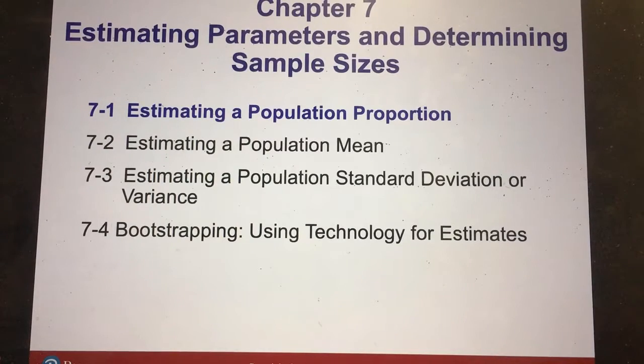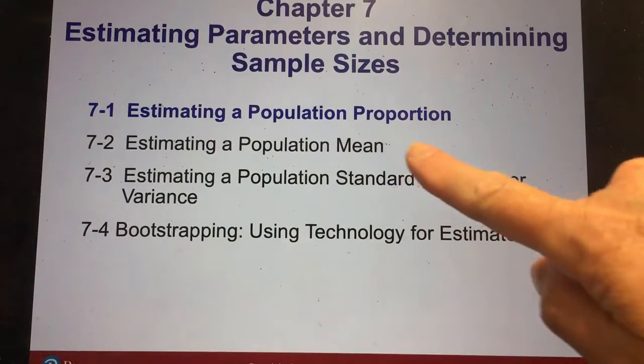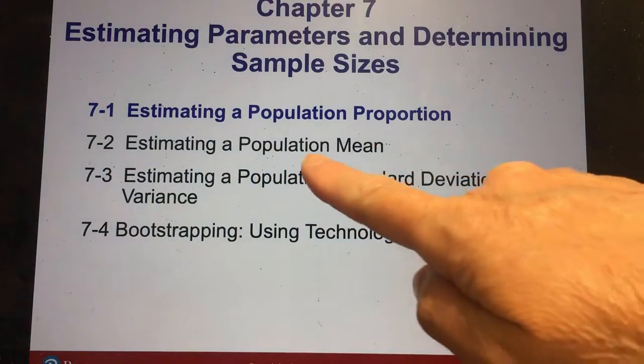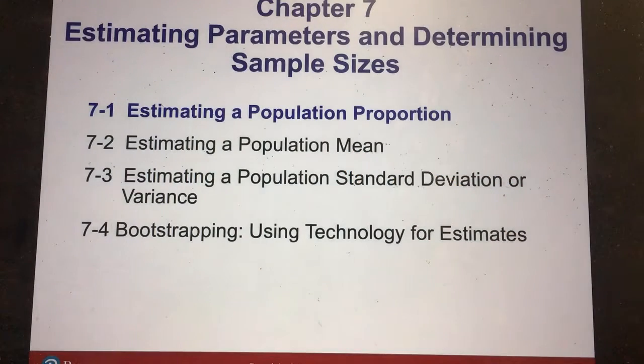All right, so the first thing that we're doing is 7.1, and we're talking about estimating a population proportion. In 7.2, we're going to be talking about estimating a population mean. This involves finding a confidence interval.